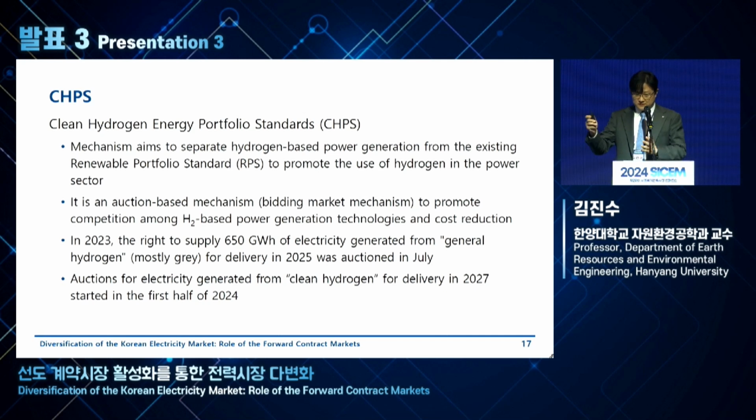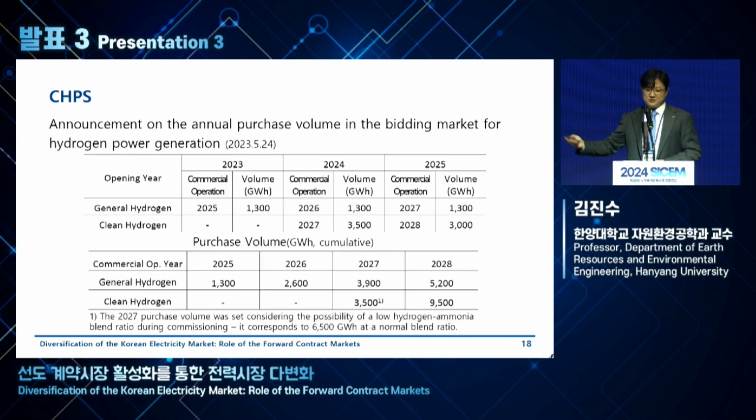And KEEI issues clean hydrogen certification. This is the process up to now. Like I said, in 2023, the right to supply 650 gigawatt of electricity generated from general hydrogen for delivery in 2025 was auctioned in July. And auctions for electricity generated from clean hydrogen for delivery in 2027 started in the first half of 2024.